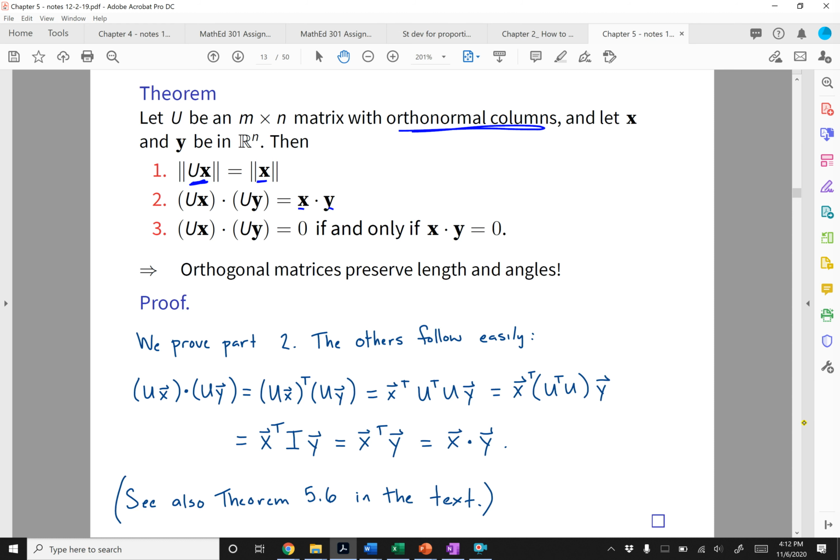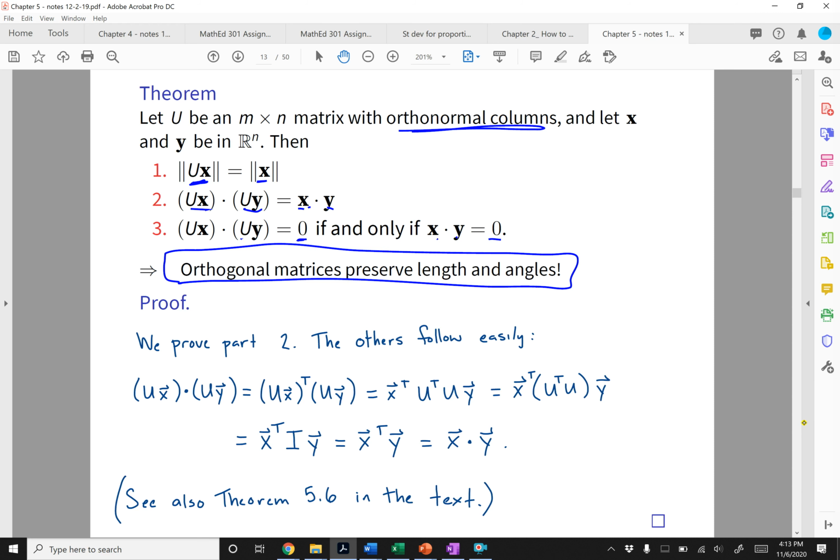If you have any two vectors x and y, then the dot product of x and y is the same as the dot product of the transformed x and the transformed y. And it's 0 if and only if x dot y is 0. So if x dot y is 0, they're perpendicular, they're orthogonal, and Ux and Uy, these transformed vectors, are also going to stay perpendicular. And we know that dot products are related to the angle, and so all of these come together to mean that when you do a transformation with an orthogonal matrix, that transformation preserves lengths and angles.